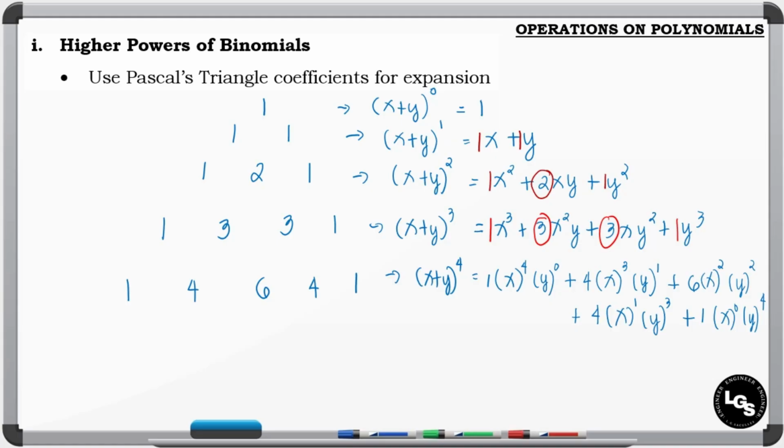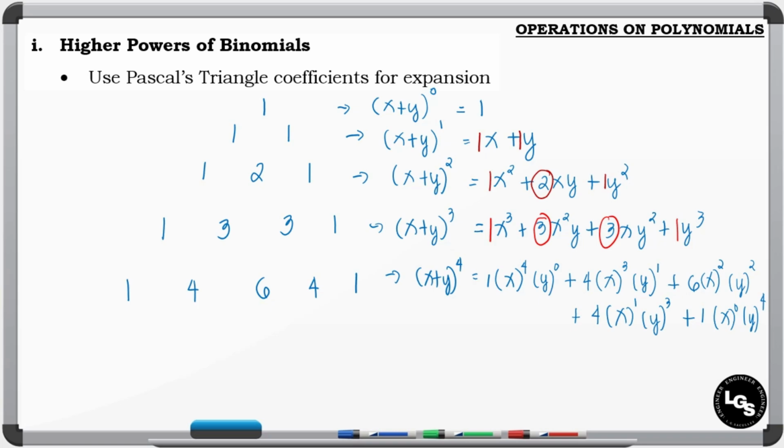So double check, the sum of the exponents of the two terms should be equal to the degree of the binomial for the expansion. So we are going to follow this pattern for the succeeding degrees.